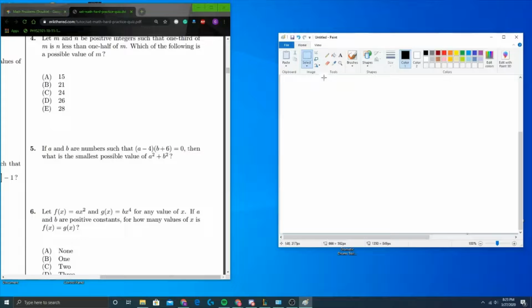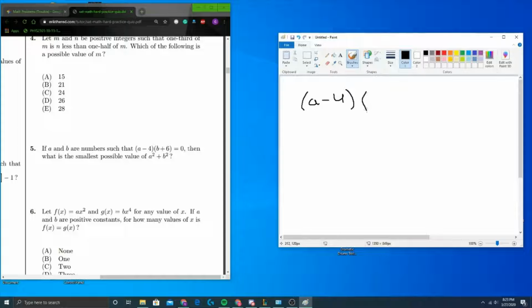Yes. Question number 5. If a and b are numbers such that a minus 4 times b plus 6 is equal to 0, what is the smallest possible value of a squared plus b squared? So, I can already see how to do this one.